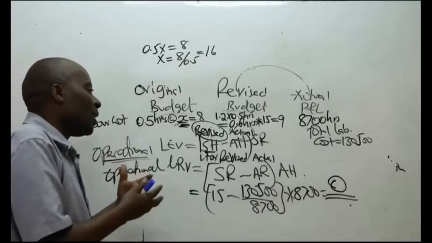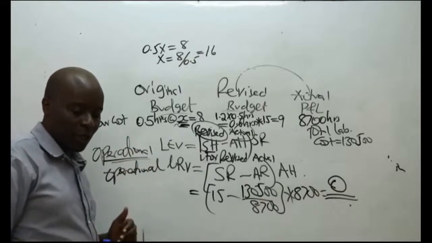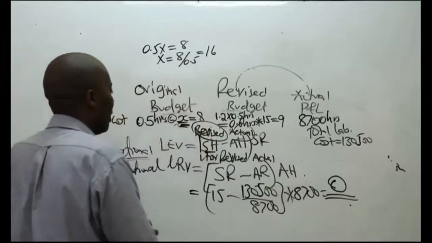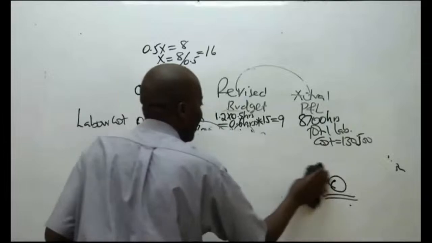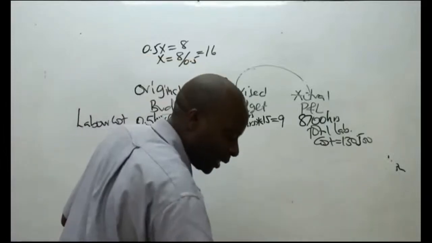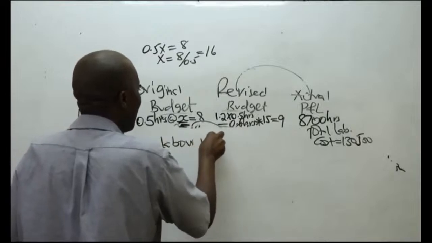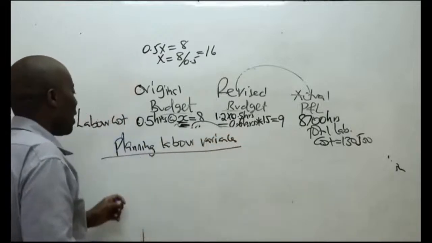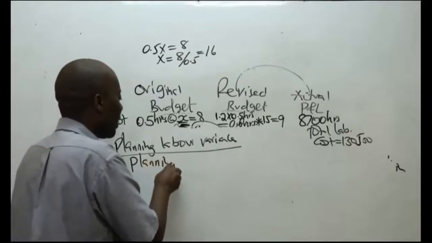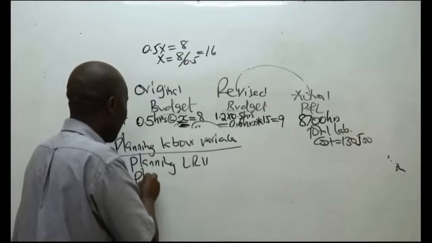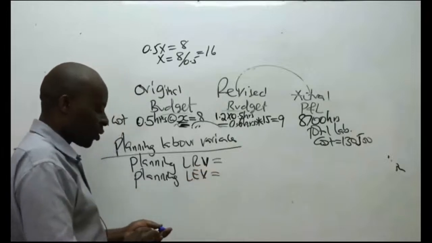So could we kindly move to the next level, the one of calculating the planning labor variances. So mention there planning labor variances. What do we have here under planning labor variances? We have 2 of them. We have the planning labor rate variance, and then we have the planning labor efficiency variance. Let's see whether there is any student who will be able to get this correctly very fast.